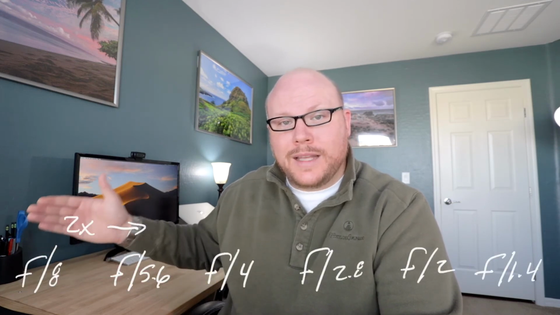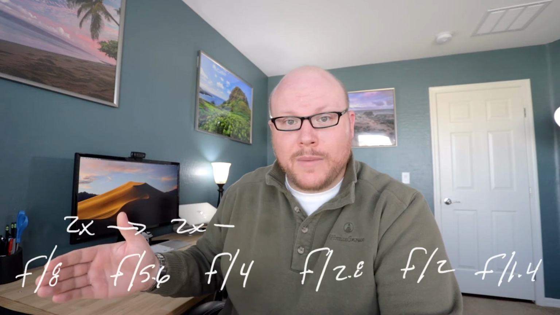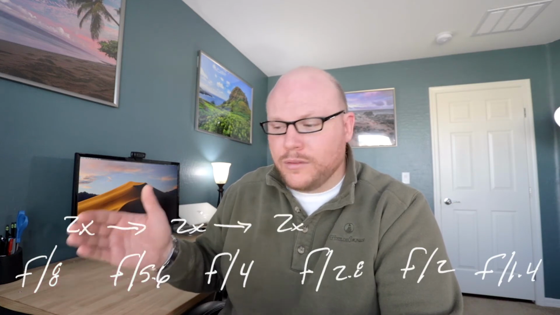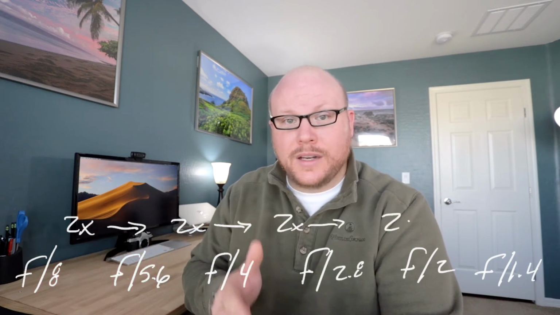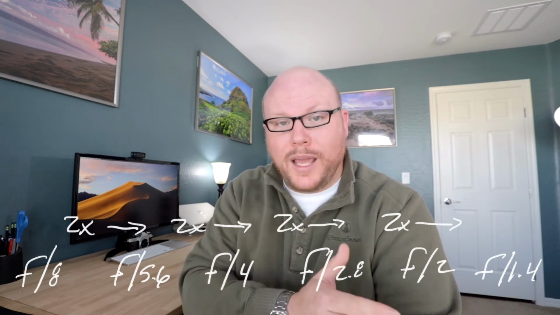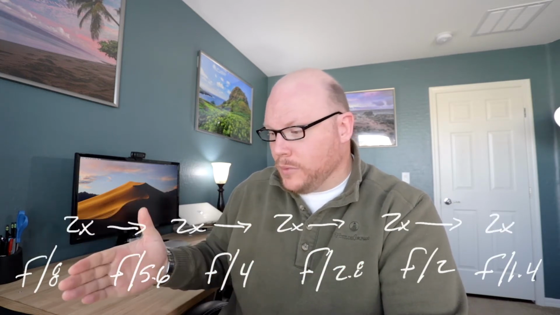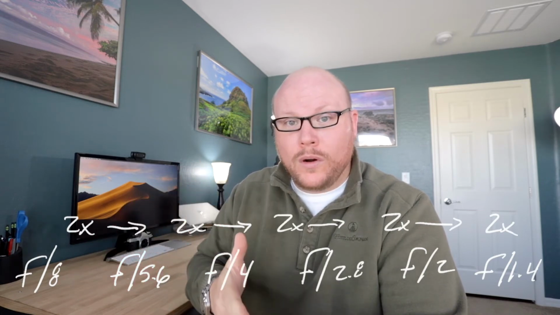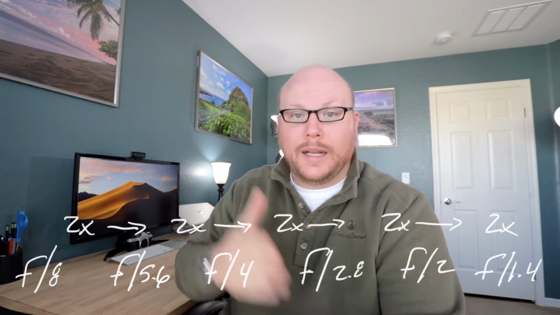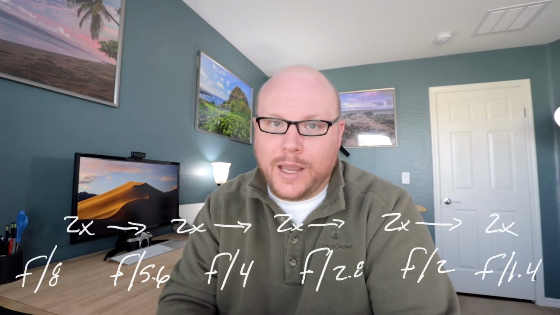But that also means that it works the same way going in the opposite direction. So if we go from f8 to f5.6, we double the amount of light that we're bringing into our camera. From 5.6 to 4 is another double. From 4 to 2.8 is another double. So going from f8 to f5.6 and then to f4 is actually a quadrupling of the amount of light that you're letting into your camera.